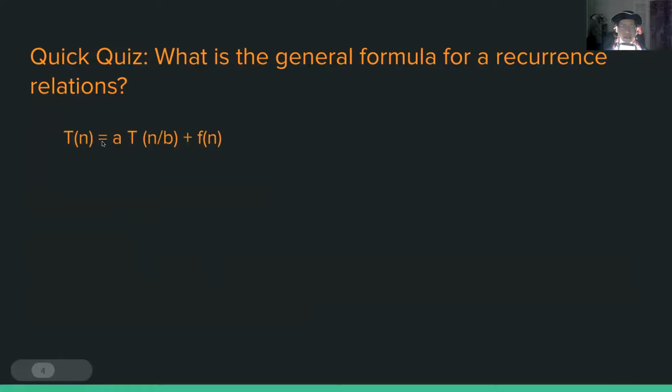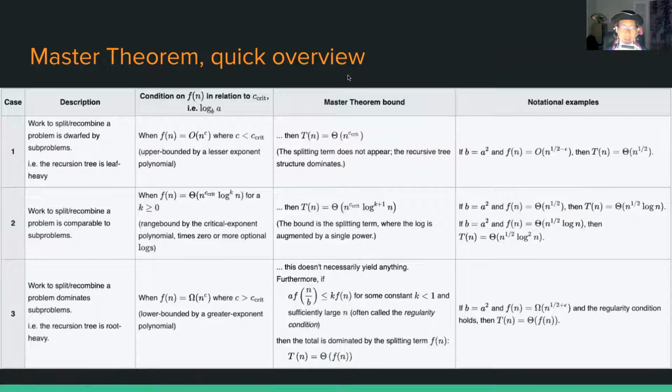Well, it's pretty obvious. It's T of n equals a times T of n over b plus f of n, isn't it? Yeah, that's recurrence for you. So let's do a little quick review of the master theorem, shall we, boys and girls?